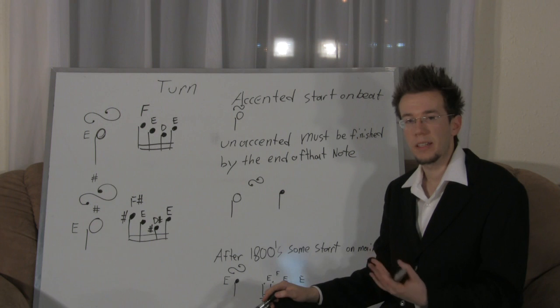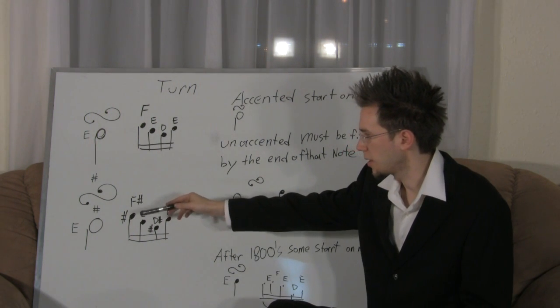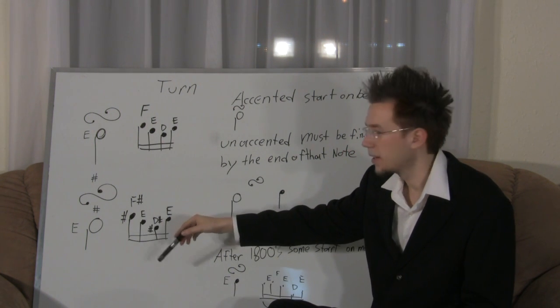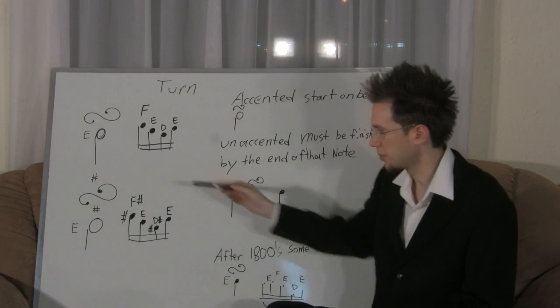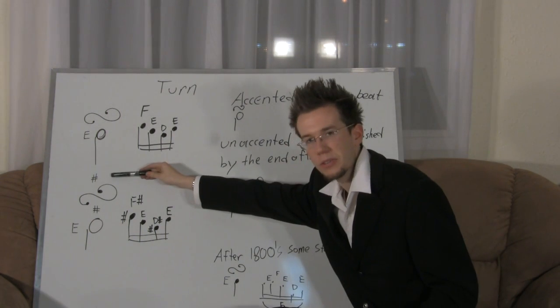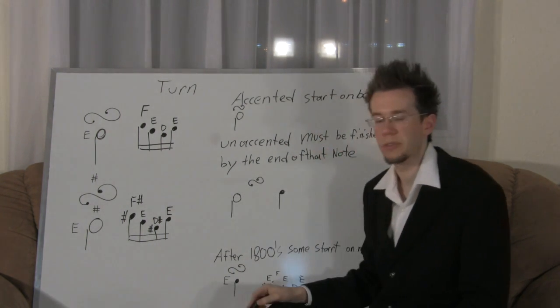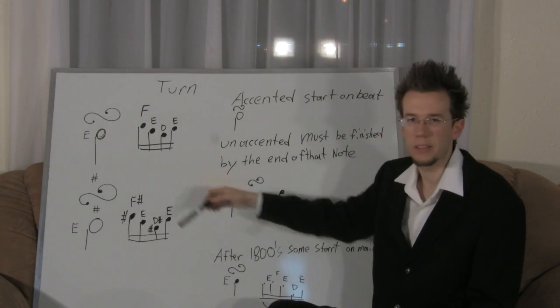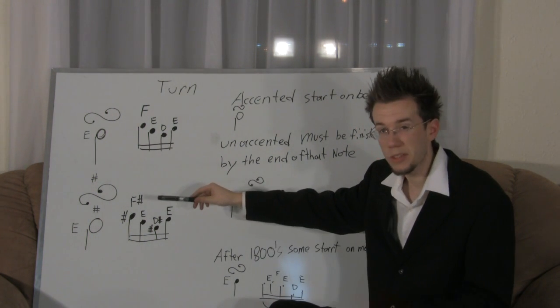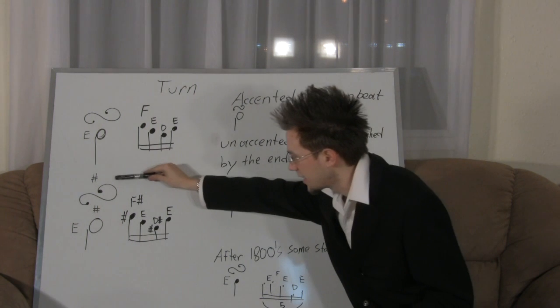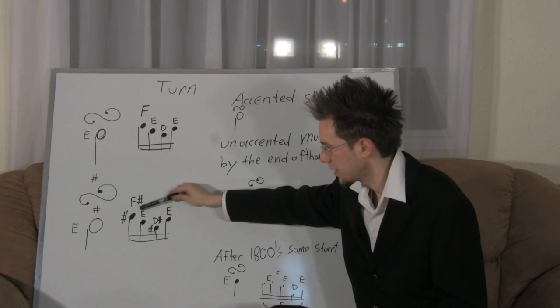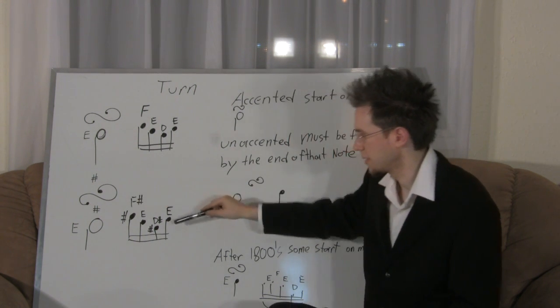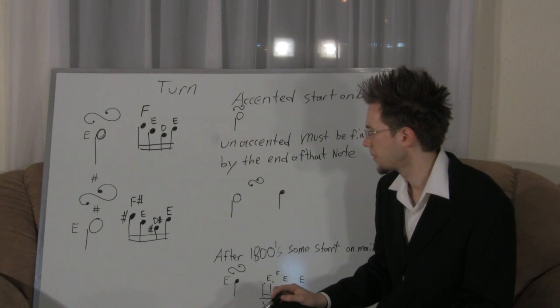Okay, now, just like the Mordent, how we could have the sharp or the natural or whatever below, the turn, because it goes above and below, you can have a sharp, natural, or flat sign above, or a sharp, natural, flat sign below. So an accidental above or below. You can probably guess that the top one is talking about the note that goes above, and the bottom one is the one that talks about the note going below.